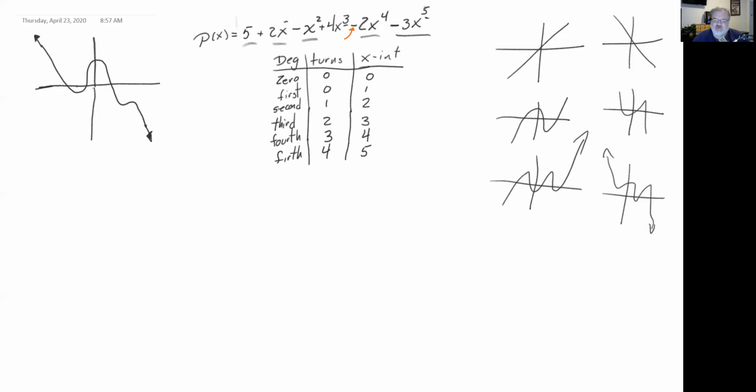But we do know, as a fifth degree polynomial, we're going to start that way, end that way, and there's going to be some wiggles in the middle with as many as 4 turns and as many as 5 x-intercepts. Questions about that before we take it a little further?